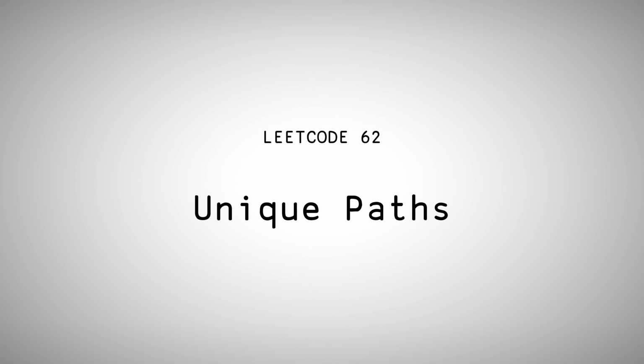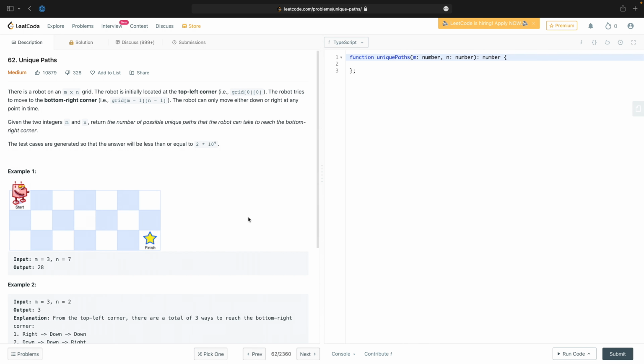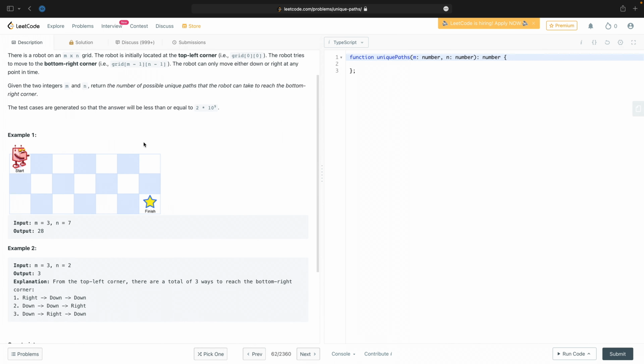Today we're doing problem number 62, unique paths. The problem here is that there is a robot on an m by n grid. The robot is initially located in the top left corner, grid 0, 0. The robot tries to move to the bottom right corner, grid m-1, n-1. The robot can only move either down or right at any point in time. Given two integers m and n, return the number of unique possible paths.